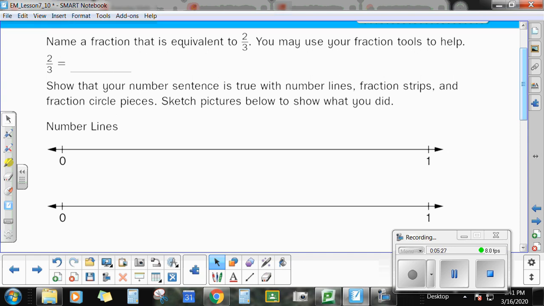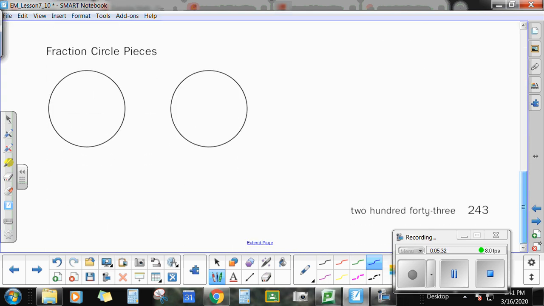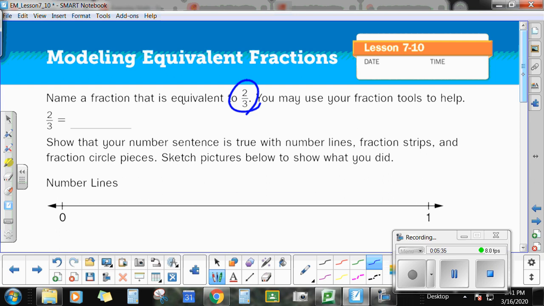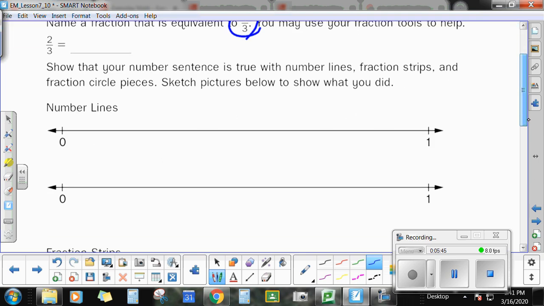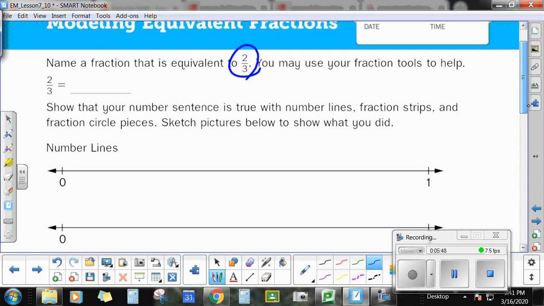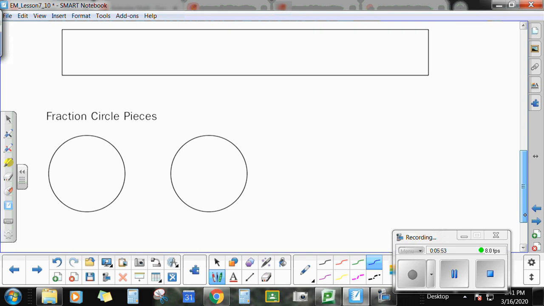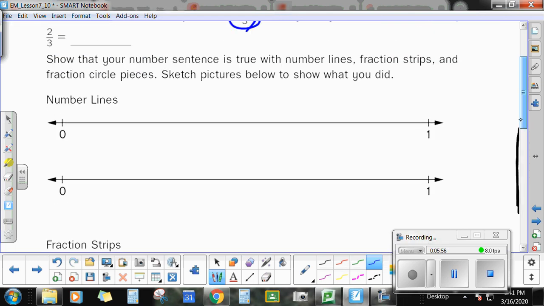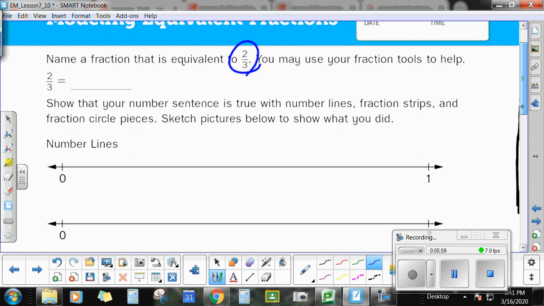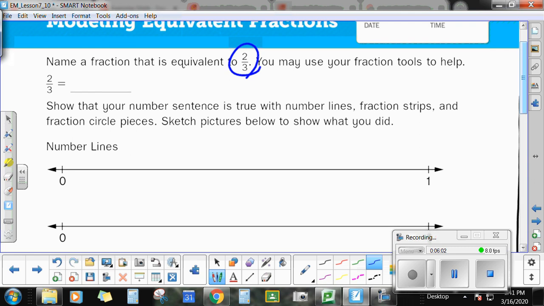So here's what we're going to do. We are going to model the fraction 2/3 on page, let's see here, what page is this? In your workbook, this is page 243. So go ahead and get page 243 out in your workbook. If you need to pause and give yourself time to get that ready. We are going to model the fraction 2/3. We're going to do it using number lines, and then we are going to do it using fraction strips, and then we're going to model it using fraction circle pieces. Okay? So let's go ahead and name a fraction that is equal to 2/3. So let's go ahead and build first 2/3.